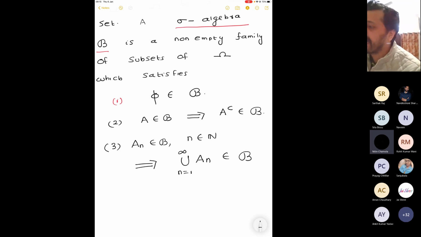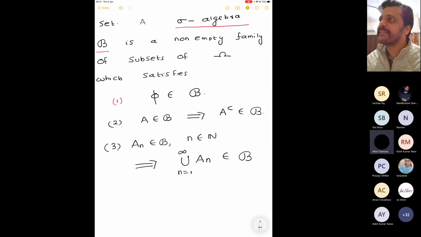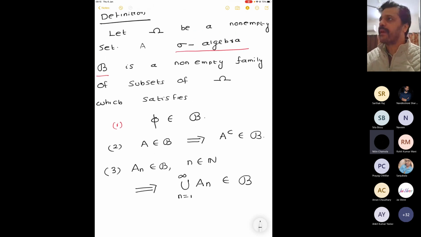So the right candidate to work on to define a measure is a sigma algebra. So far, so good. And in fact, you can see that the power set is an example of a sigma algebra. Take omega to be any set and B to be 2 power omega. Then it will satisfy all these conditions. But the only thing is that it is too rich. It includes every set, and sometimes we may not be able to define a measure on it. So we want the right sigma algebra, not just the power set.